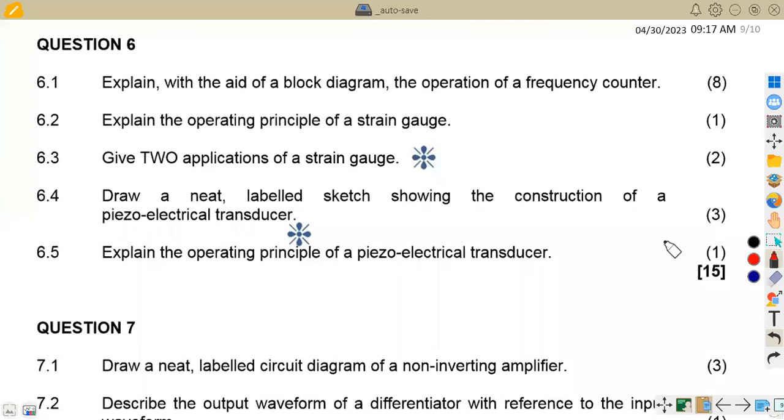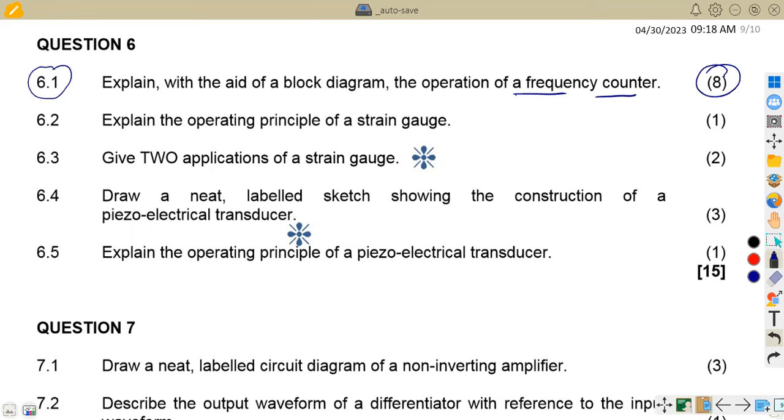So now we are given to explain. Take note, the first part on 6.1 is to explain with the aid of a block diagram the operation of a frequency counter. That is 8 marks for that. So if you have to check on a frequency counter, this is what you're going to have on your circuit: the analog input signal to the amplifier. Then we are going to have the time-base input on the end here, the counter, and to the display.